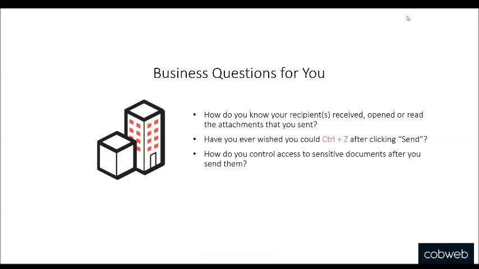So a couple business questions for you as a professional in the workplace. How do you know when a recipient has read or accessed information that you've delivered to them? That could be a simple email, a follow-up message, or a contract or a piece of information that you need to send in order to ascertain whether or not to move forward with a particular customer. Have you ever wished that you could undo or take back something that you sent in error?